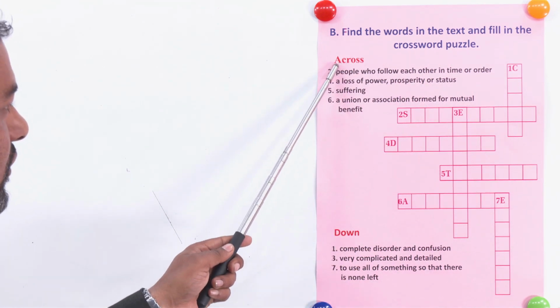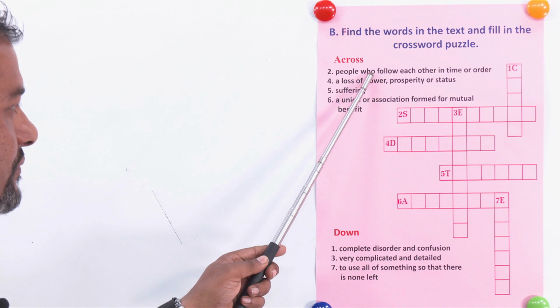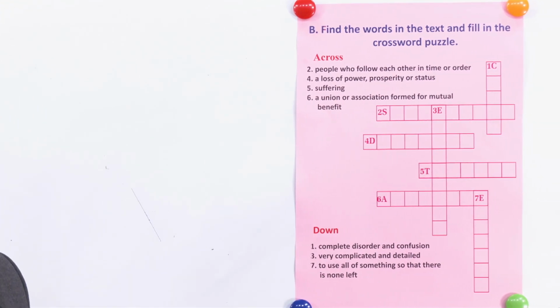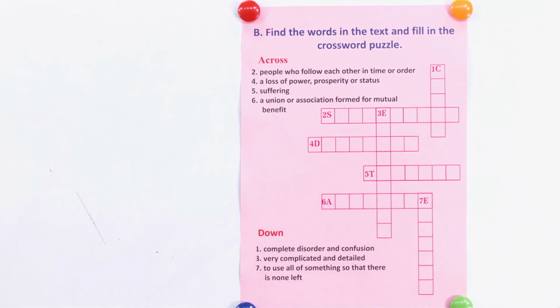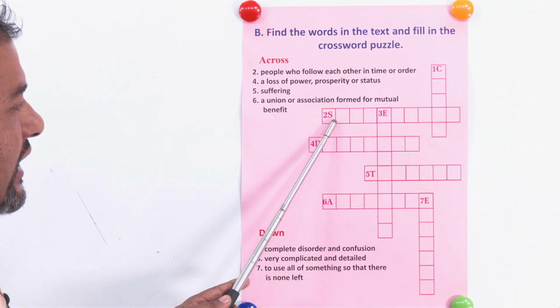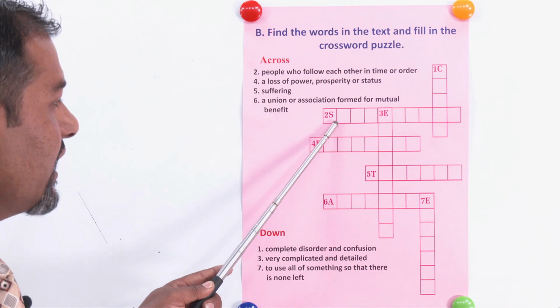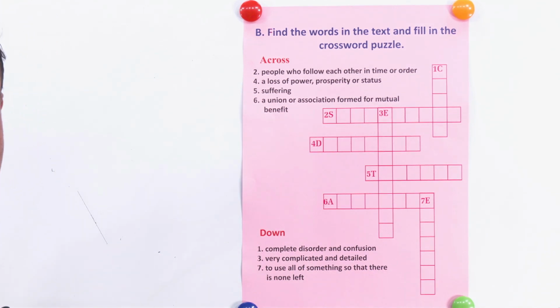So the first word we are going to do across, and the meaning we have is people who follow each other in time or order. So which one is the correct one? The word you have to find out. So what is the word that we have to fill here? Now we have to write it down here. Now you just tell me the spellings of the words, and I will write them down here. Okay. So what is the correct word first? Yes, you are right. The word is succession.